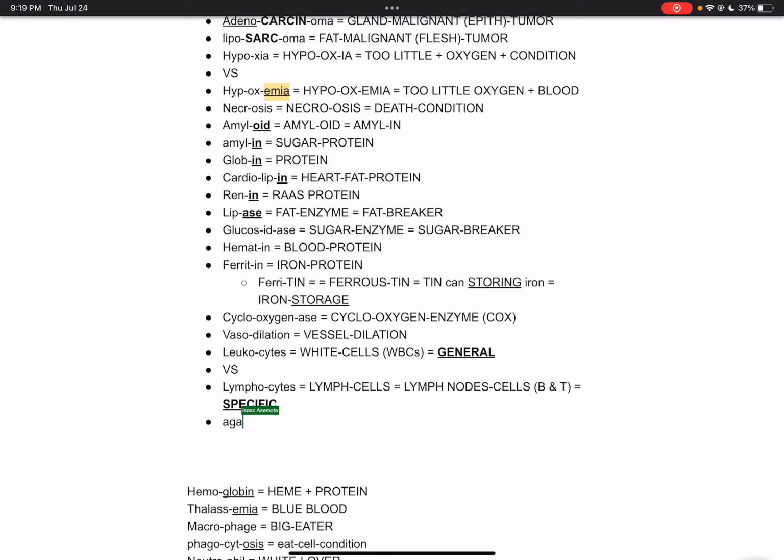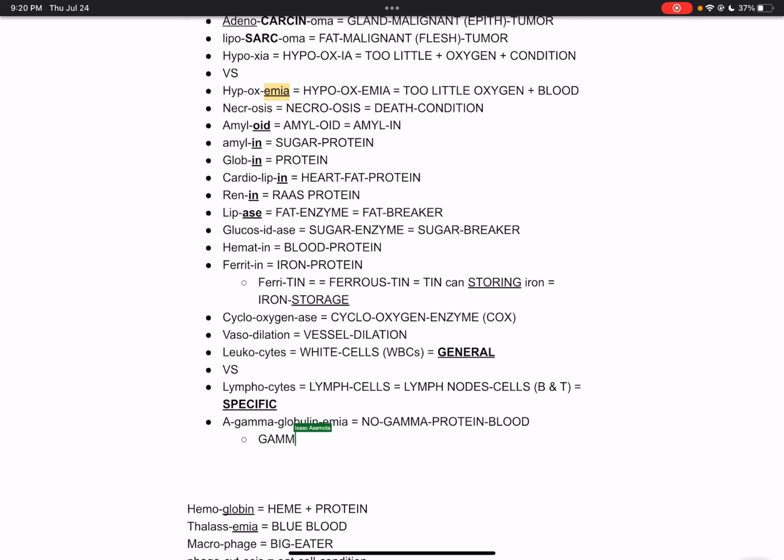Let's do agammaglobulinemia. It means no gamma proteins, right? Globulin means protein, just like globin means protein, same thing. In the blood, right? Blood's so important. They have no gamma proteins in the blood.